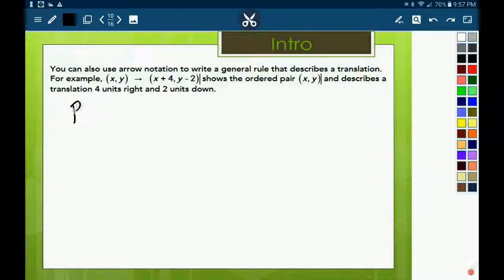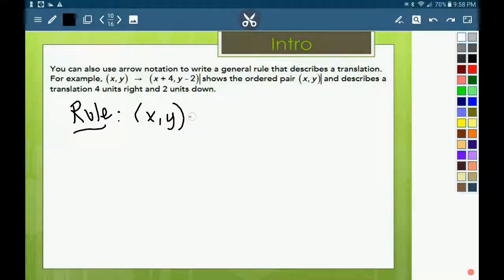Anytime you're going to write a rule, I'm going to write in black what you're always going to write. You're always going to write (x, y) with an arrow. And then I write a parenthesis with an x, and I'll leave a little space. I'll put the comma, my y, leave a little space, and end the parenthesis. That's how all of your rules are going to end up. Now, what goes inside those spaces depends on which direction the points are going and how many units.